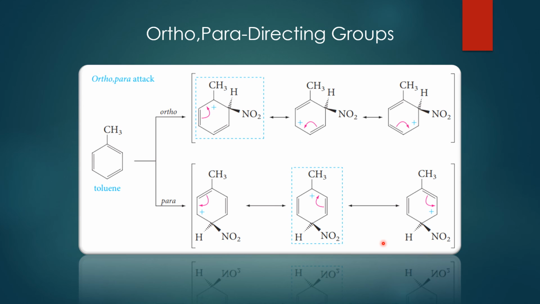However, with meta attack, all of the resonance contributors are secondary carbocations. The positive charge in the intermediate benzenonium ion is never transferred to the methyl substituent. Therefore, the methyl group is ortho-para directing, so that the reaction can proceed via the most stable carbocation intermediate. Similarly, all other alkyl groups are ortho-para directing.